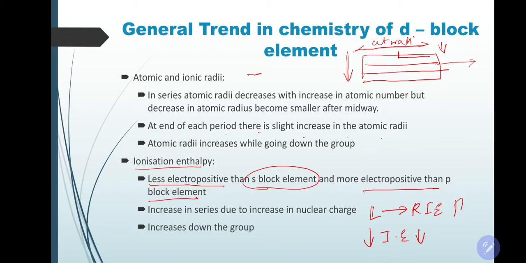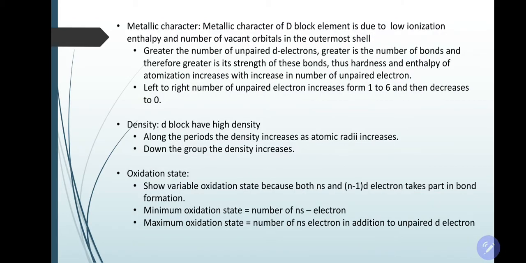Why does the ionization energy increase? Because as the number of shells increases, it becomes very difficult to remove an electron, because of the increasing nuclear charge. So as you go along the series, the energy will increase. Clear?